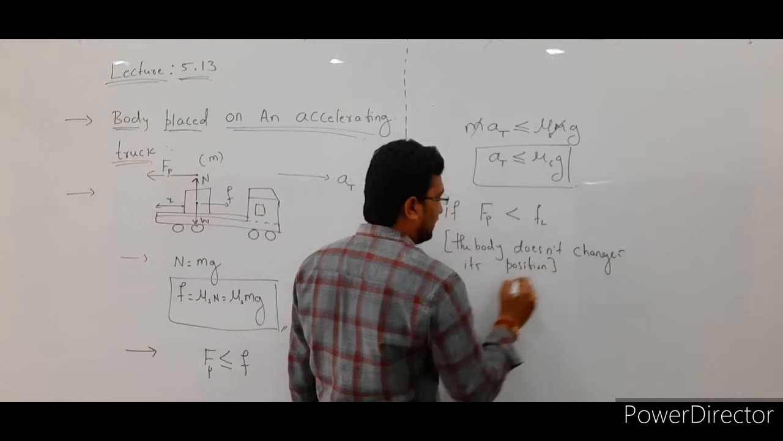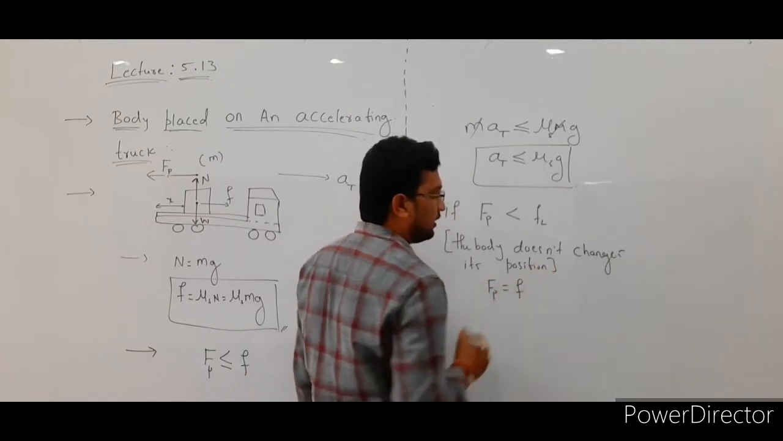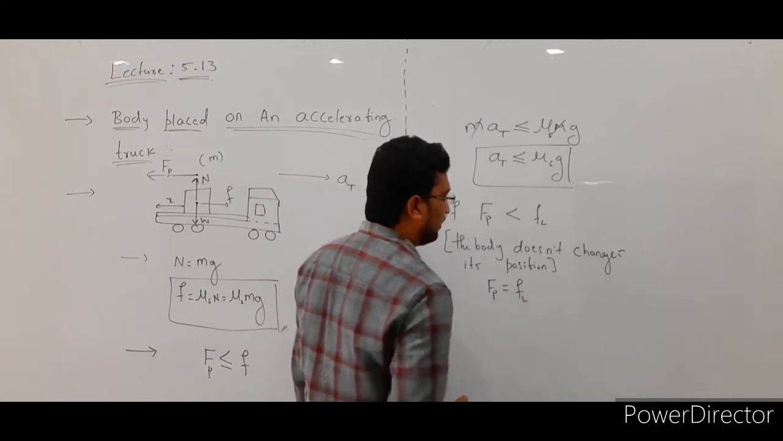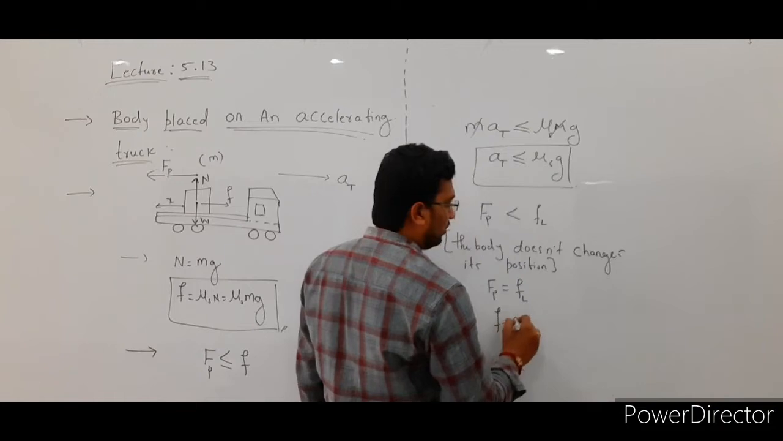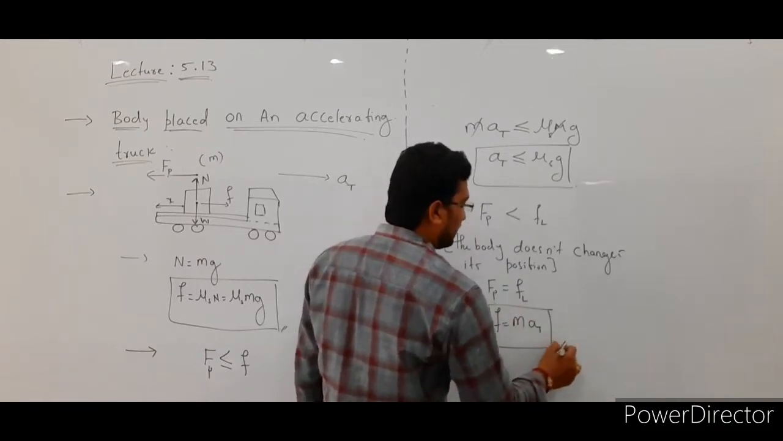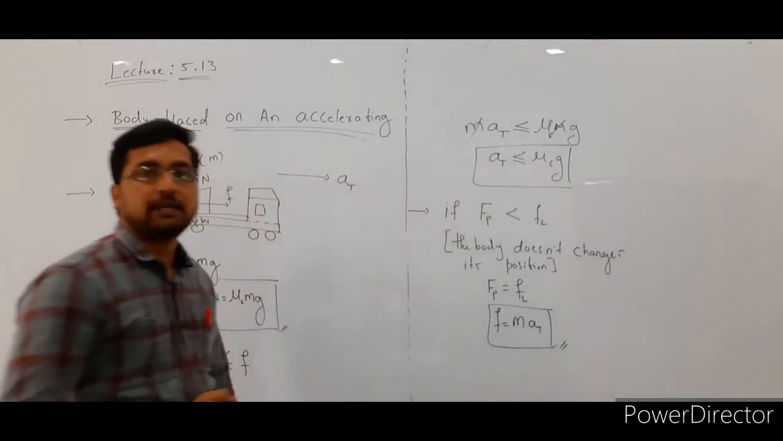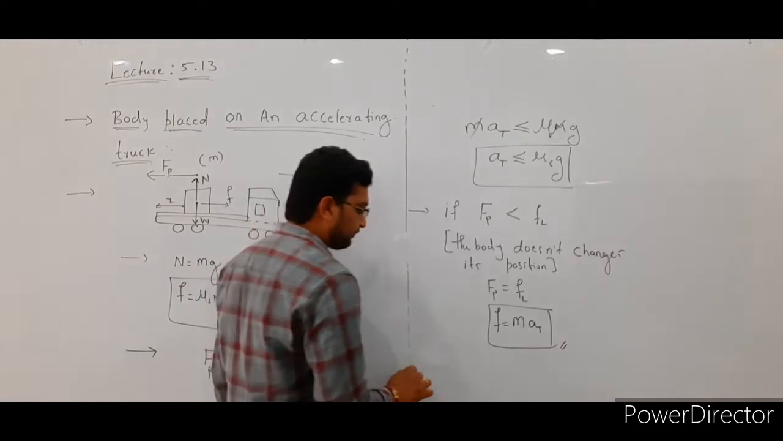Okay, so in this case, the pseudo force is equal to the friction force, that is the limiting friction. So then the friction is equal to mass into acceleration of the truck, that is, force is equal to mass into acceleration of the truck.